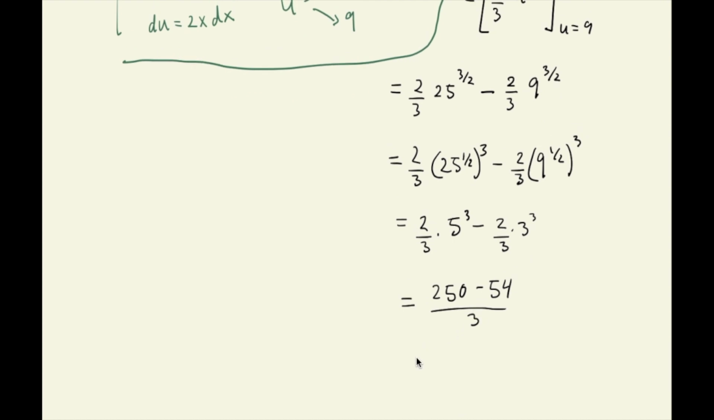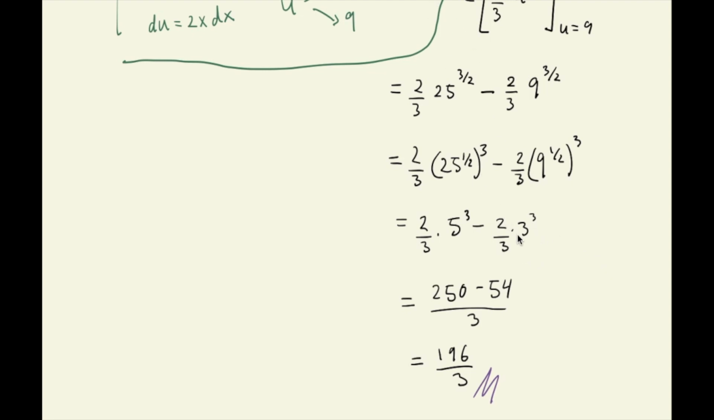I'm at the end of the page. This is 196/3. Right? That's right. And I don't think 3 divides this. So that's it. That's the end of the integral. Right? I like to do that. And I'm done with the problem.